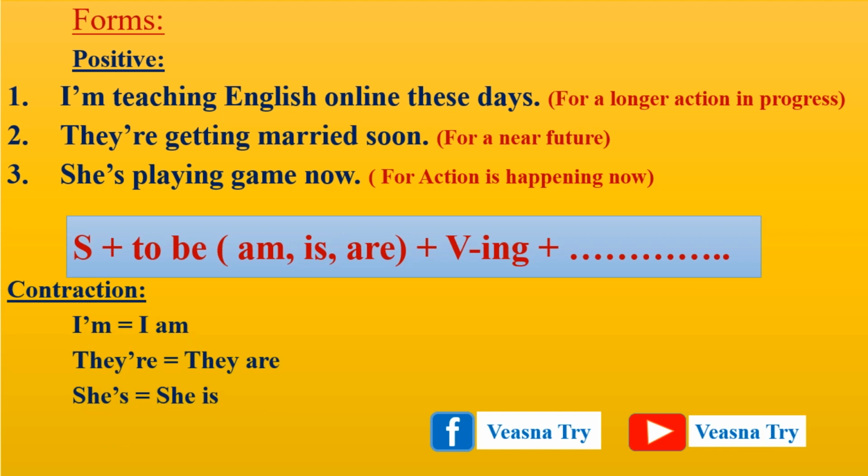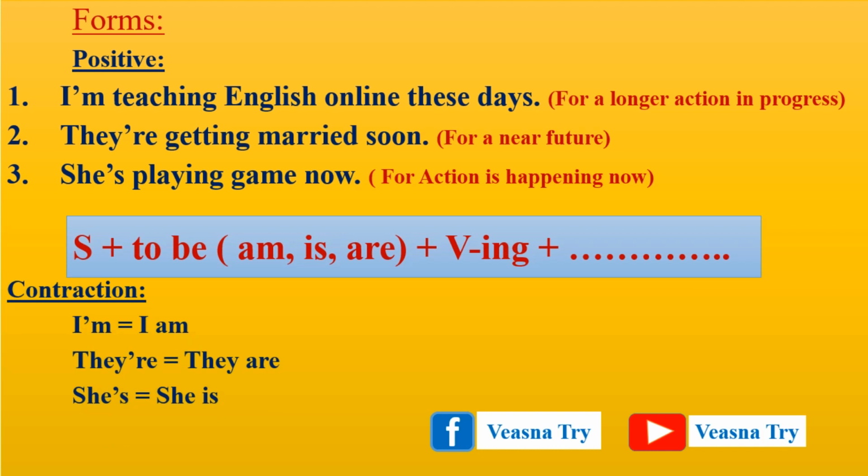Number 2, they are getting married soon. So they come from the word they are. They is the subject, are is verb be, and getting is verb ing. Married soon is something else. It's talking about the near future, right? So we can see the word soon. Soon is about the future.